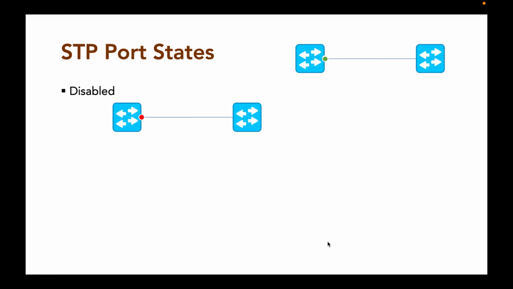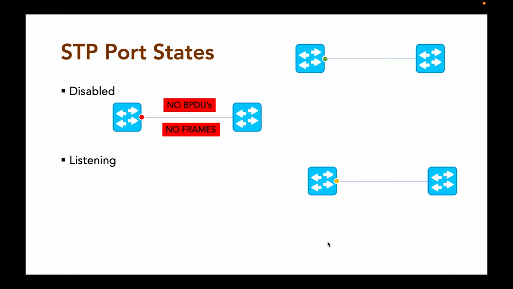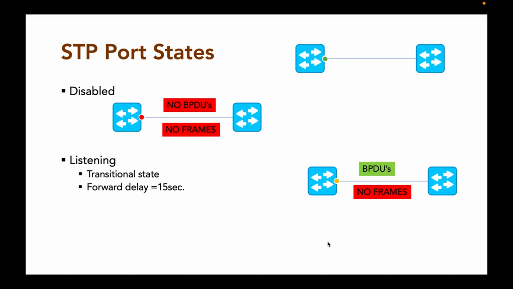In this state, it has both its physical and logical lines down. In regards to Cisco, this would be a down or administratively down interface. A port in disabled state does not process BPDUs and does not forward any user traffic. Then we have another state, that is listening state. This is a transitional state. In listening state, spanning tree calculation starts. The port can send and receive BPDUs but does not forward any user traffic. And by default, the port spends 15 seconds in this state.